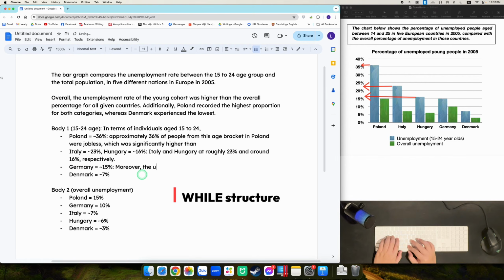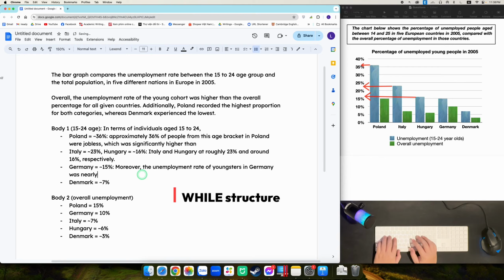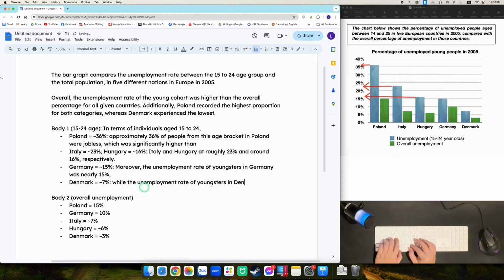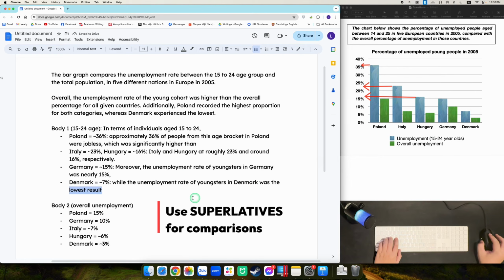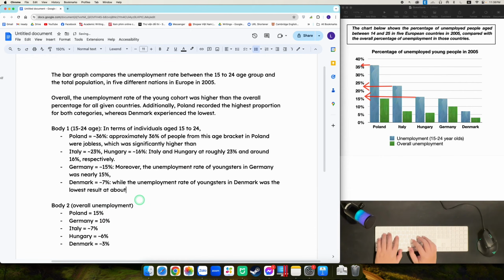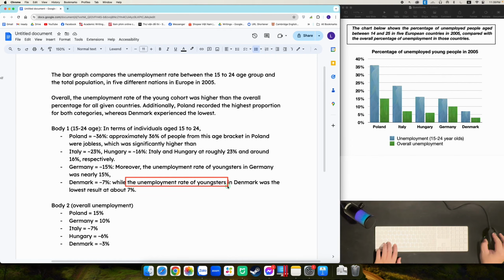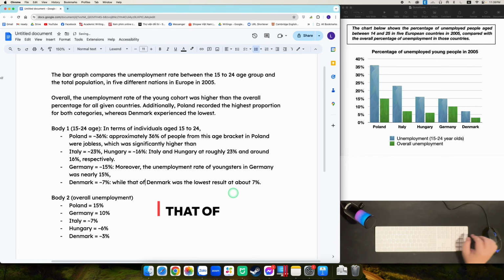Moreover, the unemployment rate of youngsters in Germany was nearly 15%, while the unemployment rate of youngsters in Denmark was the lowest result. Use superlative comparison where possible, at about 7%. You can see this phrase appears twice in the sentence. When making comparison like this, you can use that of to reduce repetition.